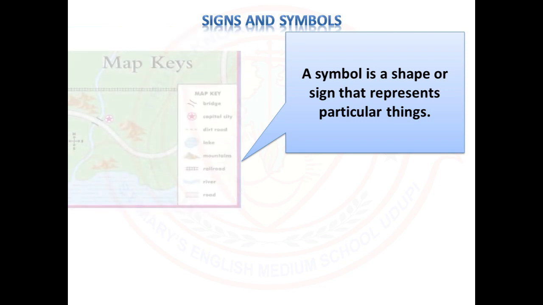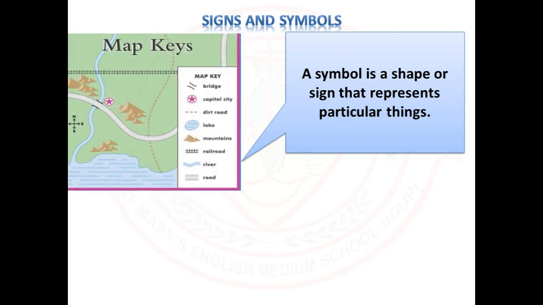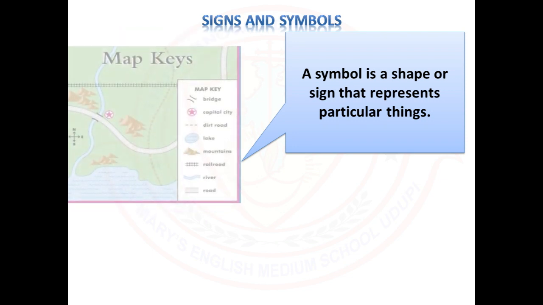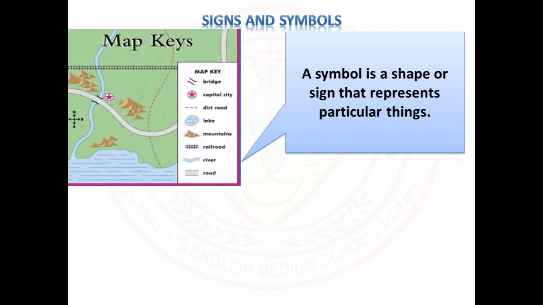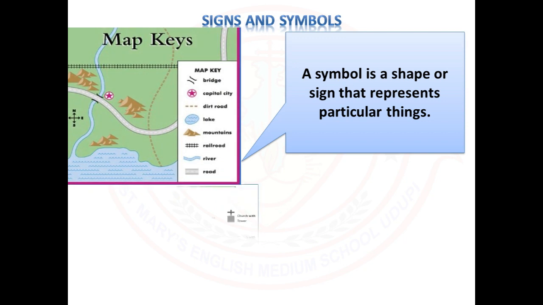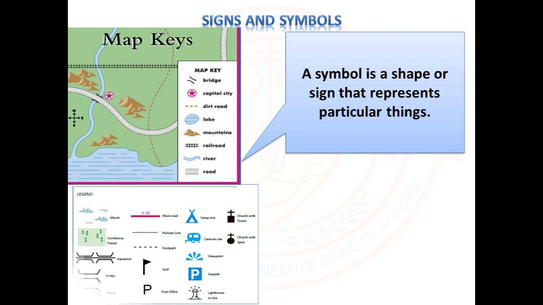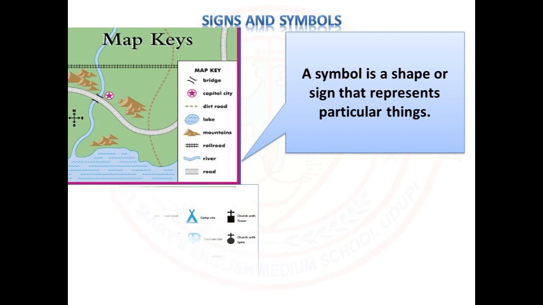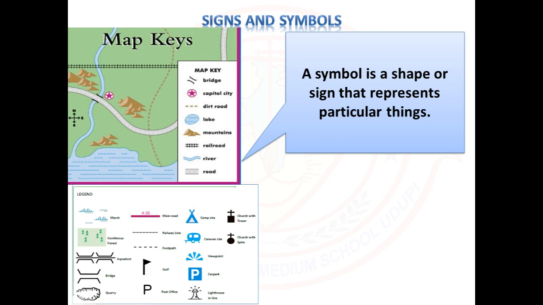Small pictures, shapes, colors, letters, or numbers can be used as signs or symbols. The meanings of these signs and symbols are given in the key or legend of the map. For example, to show a temple on a map, a small outline picture of a temple can be used. For a forest, a small picture of 2 or 3 trees can be used. Signs and symbols are important as they help us to understand a map easily.